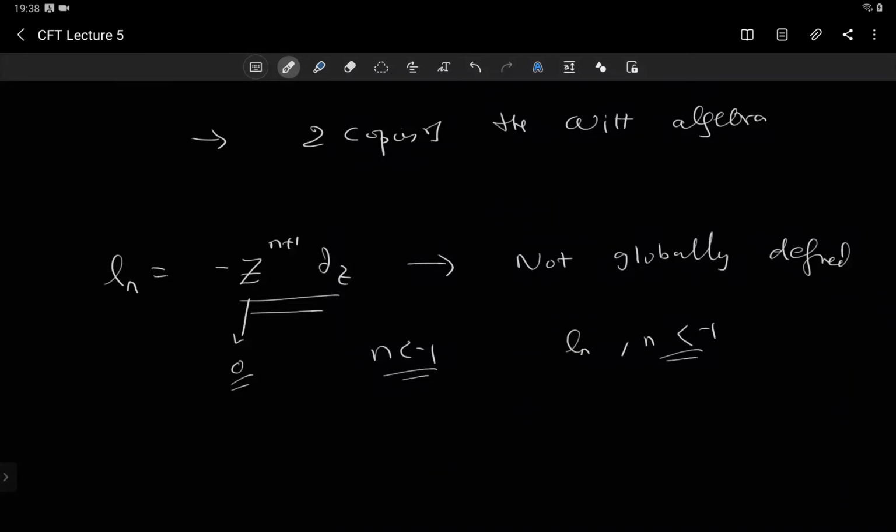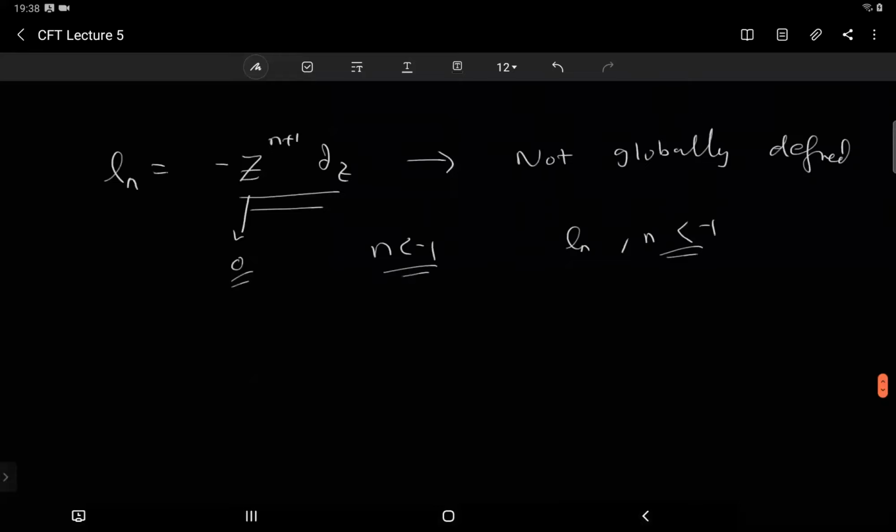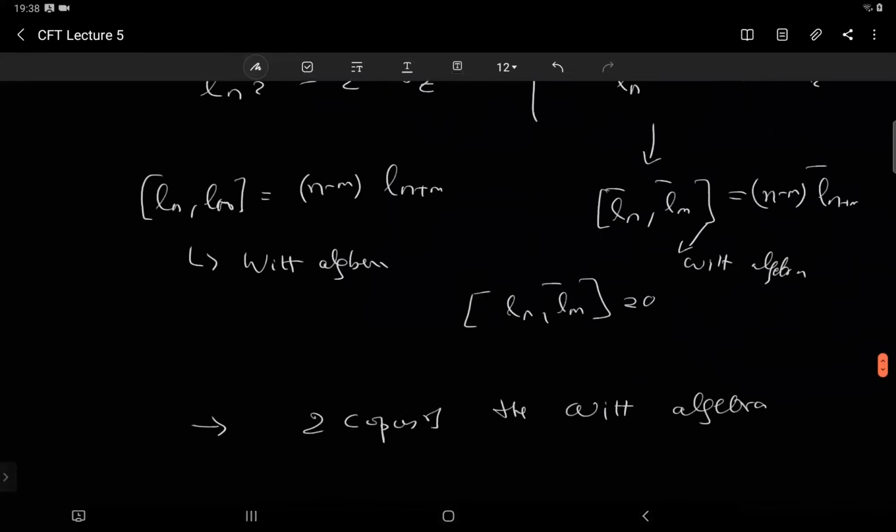When you are expanding this function in a Laurent series, you're assuming that there is no pole at z equals 0. So why are we putting z equals 0 for n minus 1? Actually, because if n goes from minus infinity to plus infinity, there means at 0 there will be poles.